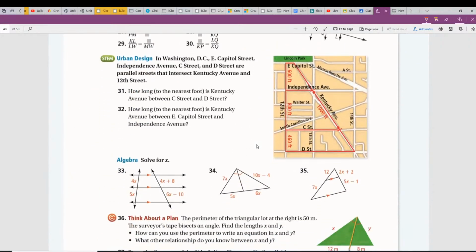Okay. 33. Okay, 33. So we have 4x divided by 5x. This time I'm not doing like this one and this one. I'm gonna do the same side, so it makes more visible sense.